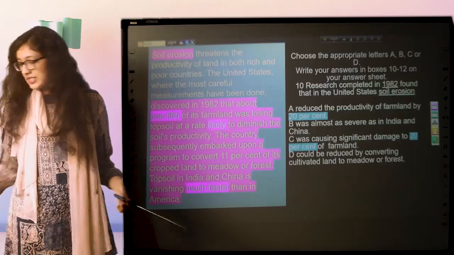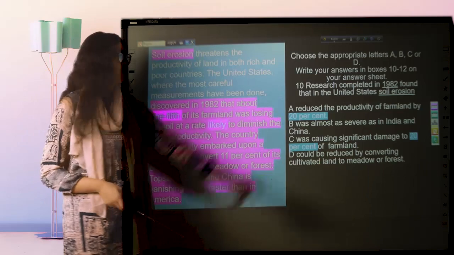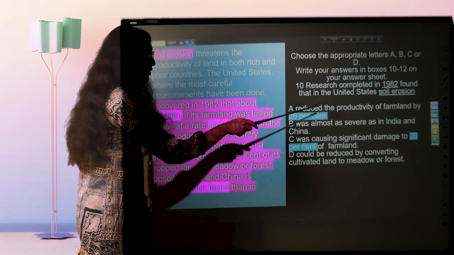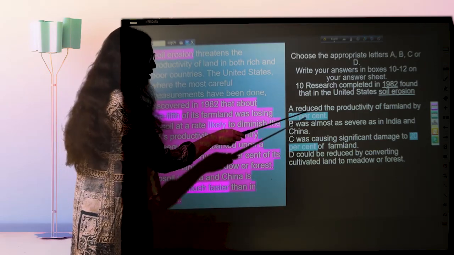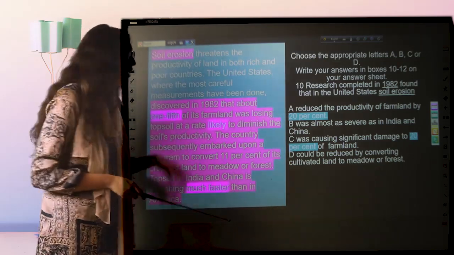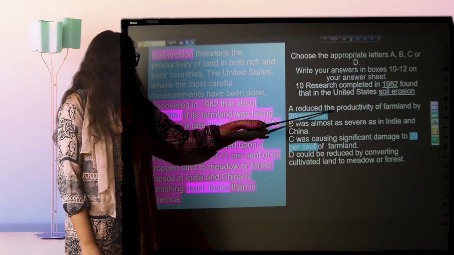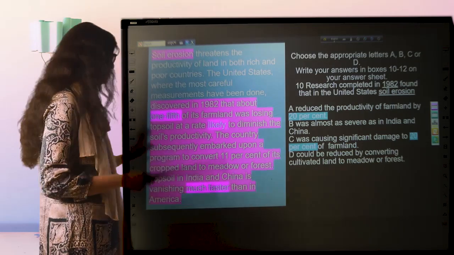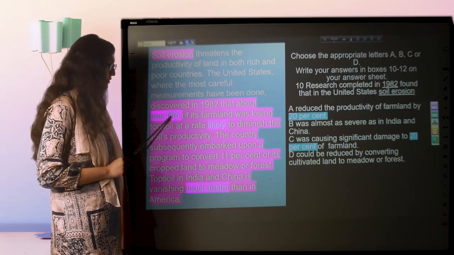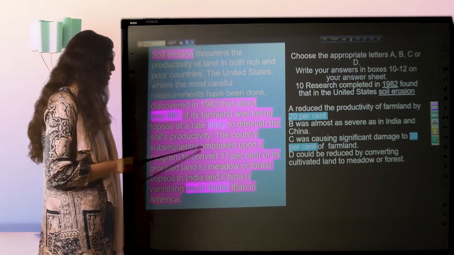Okay, now let's take a side-by-side view of the passage that we highlighted and the questions. So, question 10: research completed in 1982 found that in the United States soil erosion reduced the productivity of farmland by 20%. This is the first option. Now we need to find out if it's correct or not. The first one is saying that soil erosion has reduced the productivity of farmland by 20%. In the passage, we saw that in 1982 it was discovered that 1/5 of its farmland was losing topsoil at a rate likely to diminish the soil's productivity.